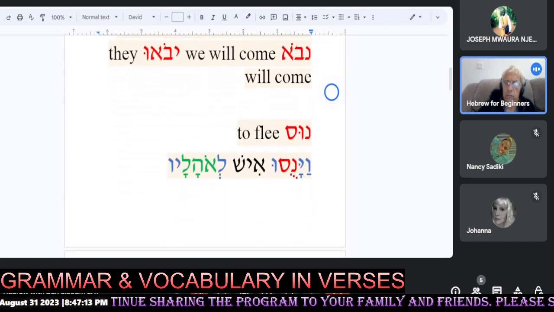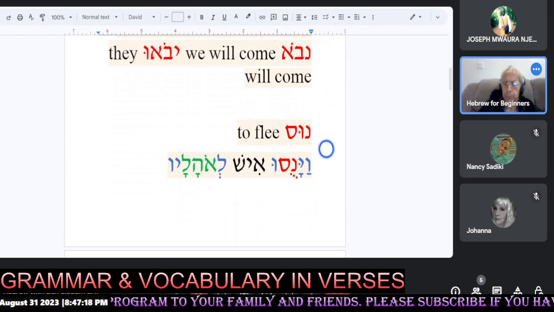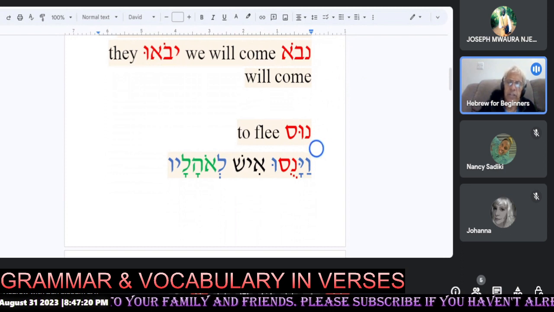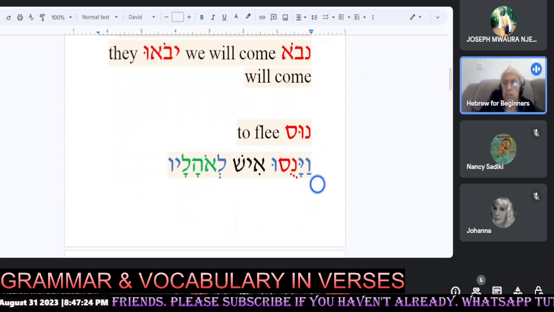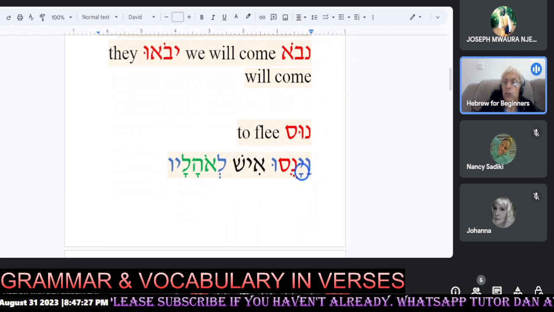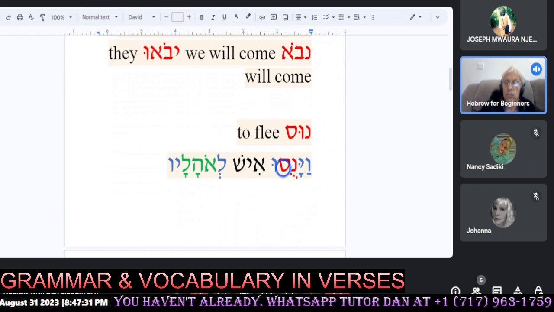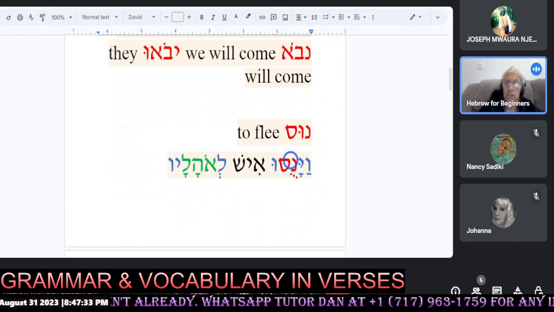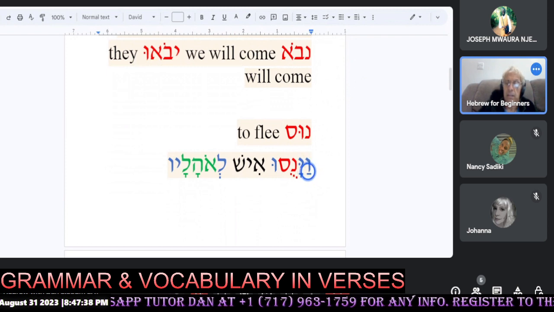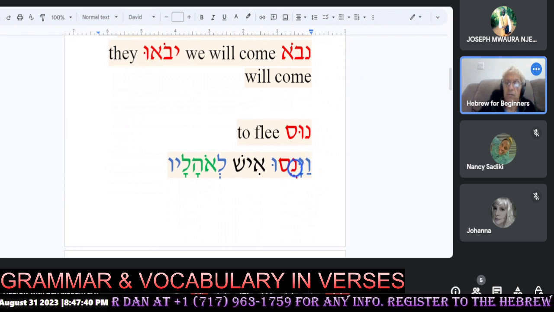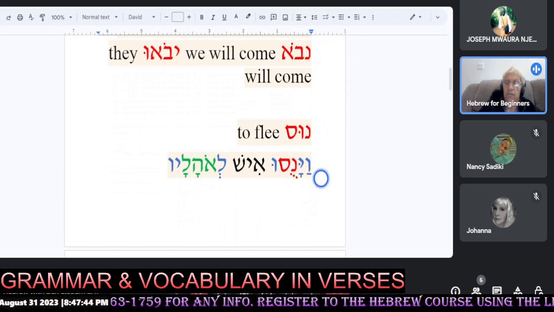Another Ayin Vav verb is Nus, to flee. And we did discover in one of the verses from Samuel, Vayanusu, where the Nus is our root. The Vaya means and he, or and they fled. Vayanusu, and they fled.